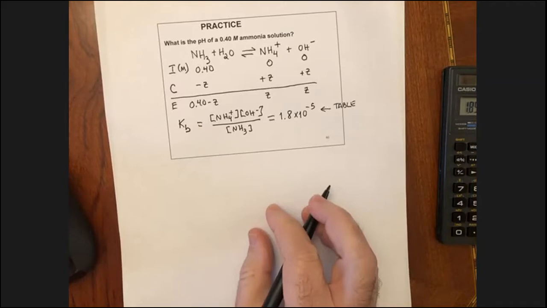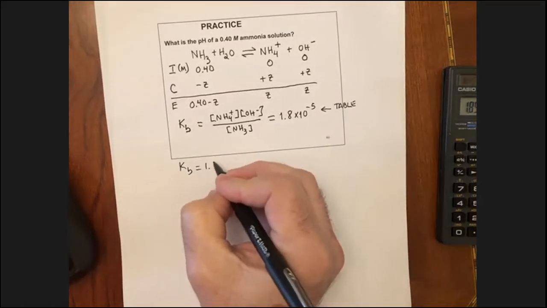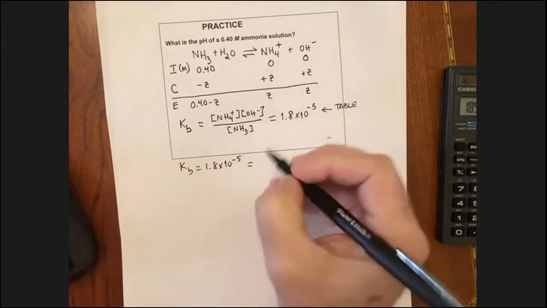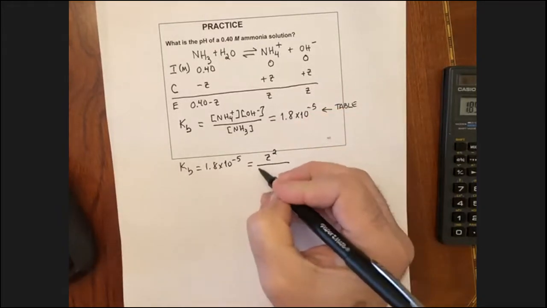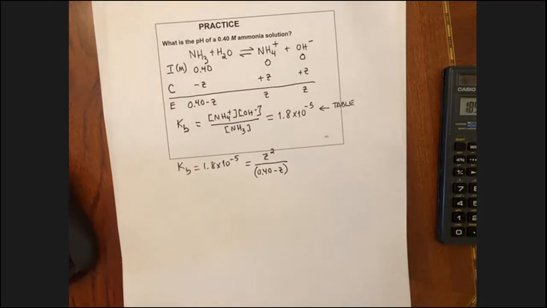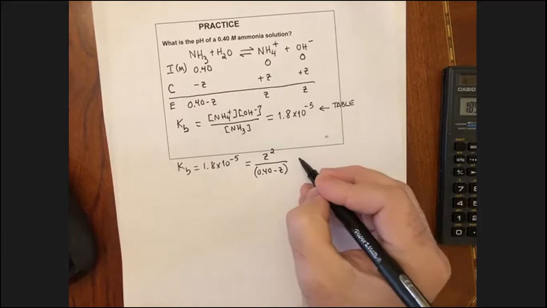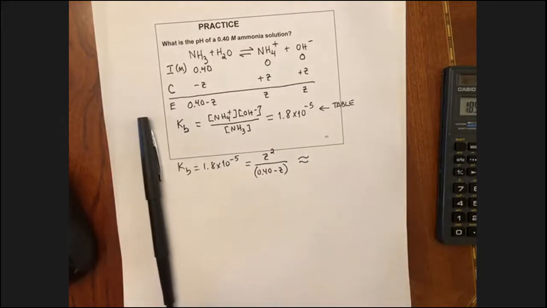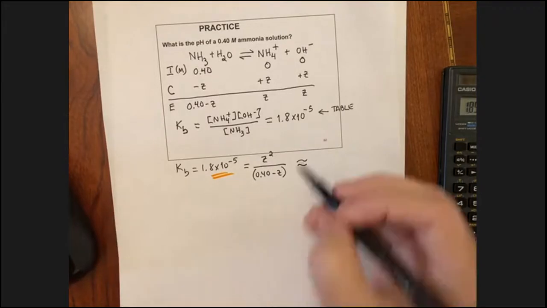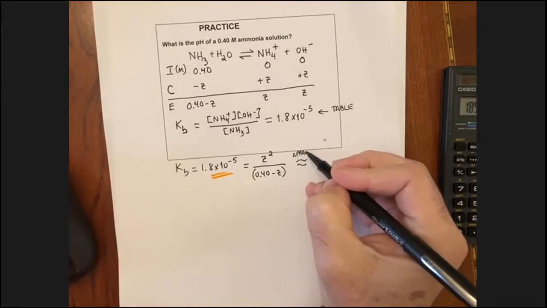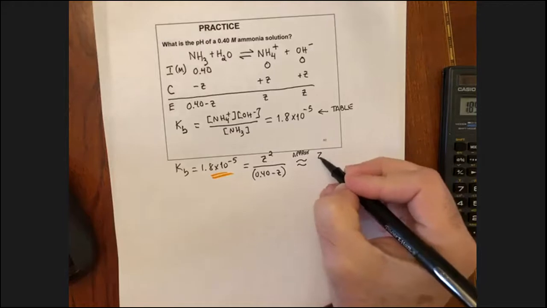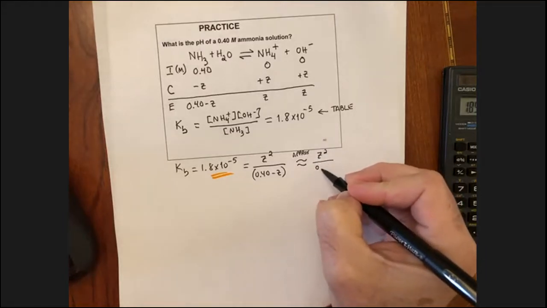So Kb, which equals 1.8 times 10 to the minus 5, equals the product of these two, so Z squared divided by 0.40 minus the change in concentration that happened. Once more, given the small value of our K, we should be able to do an approximation and assume that the change in molarity of ammonia is fairly negligible. So we're going to say this is approximately Z squared over 0.40.